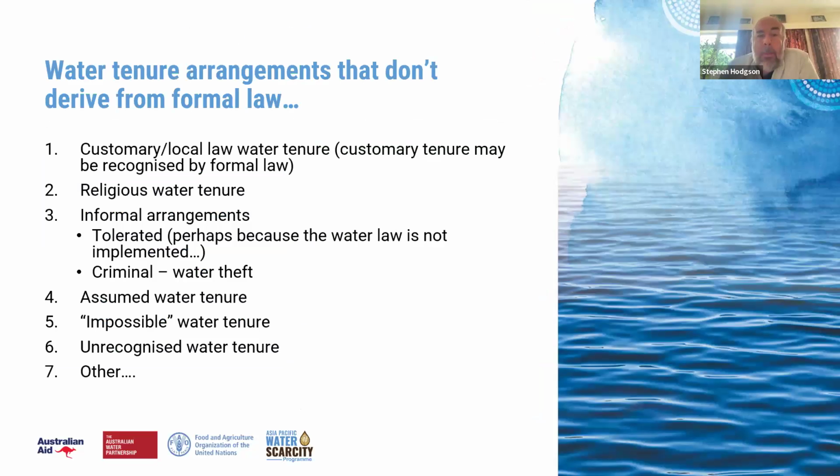But not all of the types of water tenure arrangements derive from formal law. Many of them don't. These include customary water tenure, religious water tenure based on religious beliefs, informal arrangements which may be innocent, may be tolerated, perhaps because, as is often the case, the water law is not fully implemented, or they may just be criminal. There may be a matter of water theft. Then there are other types of strange water tenure, assumed water tenure. We assume that because it's a government water supply scheme, they have the right to take the water. Impossible water tenure, water rights given to a water committee, a water community that doesn't actually have legal personality. Legally, it's impossible for an informal arrangement to actually hold formal water rights. And many types of water tenure arrangement are simply unrecognized.